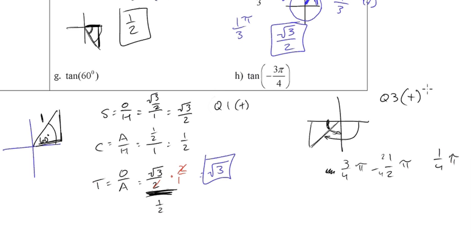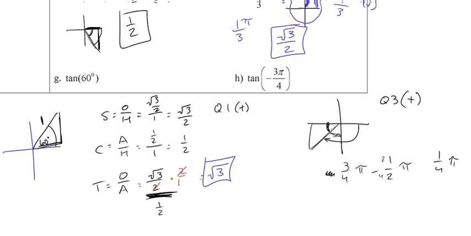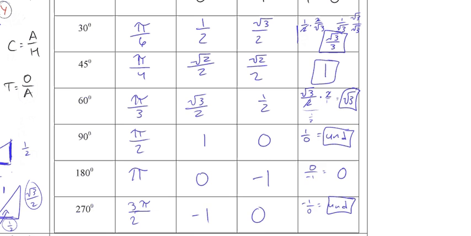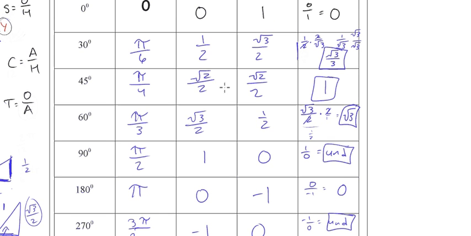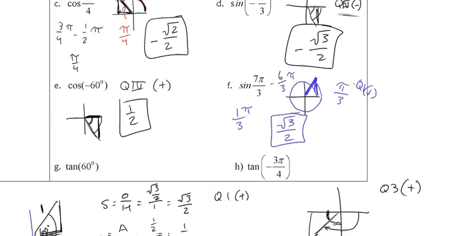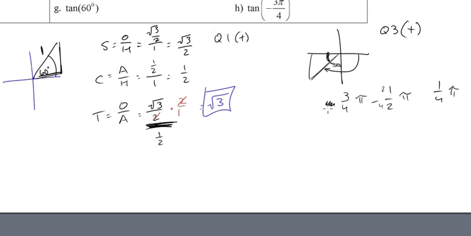What is the tangent of 1/4 pi? 1/4 pi tangent is 1. So the answer here is 1. And it's positive 1 because this is in quadrant 3 where tangent is positive. All right, hope that helps.